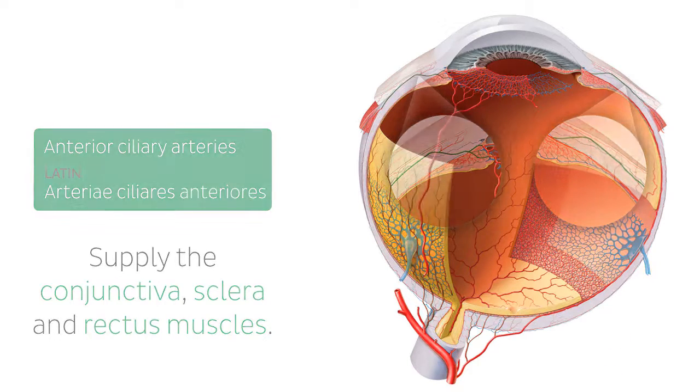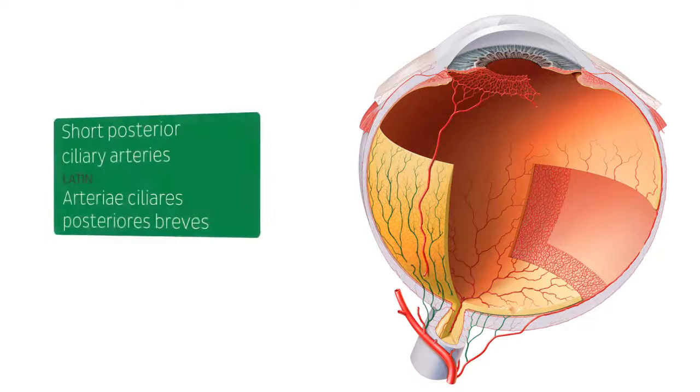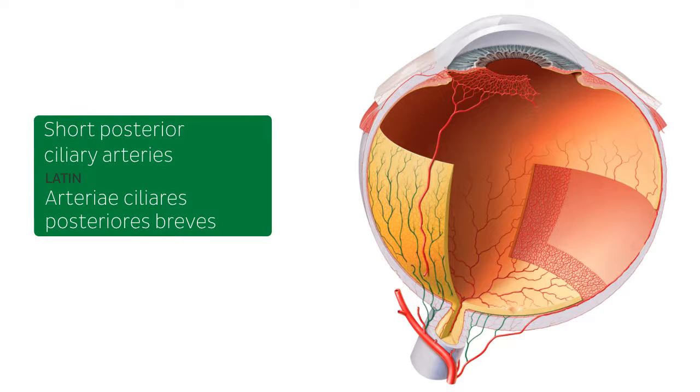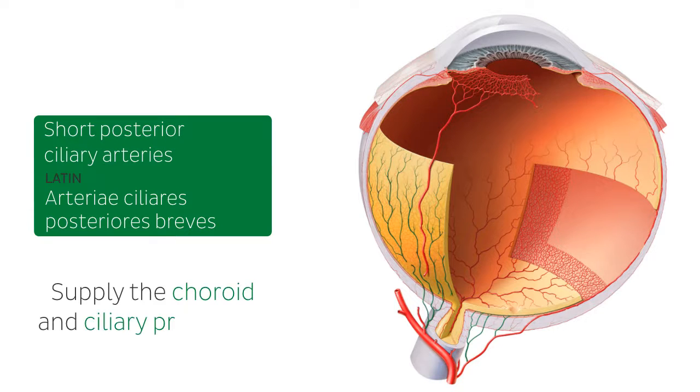So now let's move on to look at the short posterior ciliary arteries. These arise from the ophthalmic artery as it crosses the optic nerve. There are usually 6 to 12 of these arteries in each eye, and they supply the choroid and the ciliary processes, which are inward foldings of the choroid. So again, in this image, we can see the ciliary body with the ciliary processes, which is continuous with the choroid. The choroid is better represented here, where the retina has been removed.